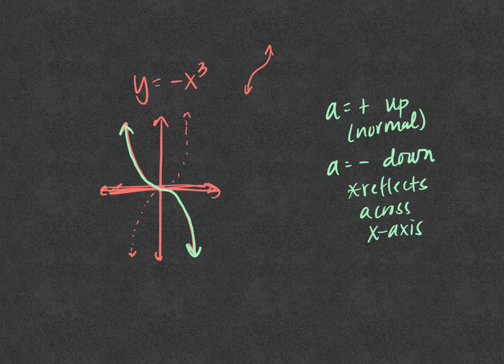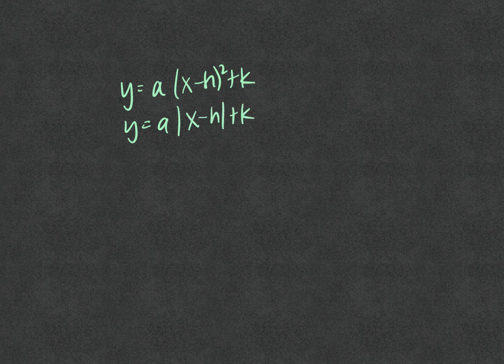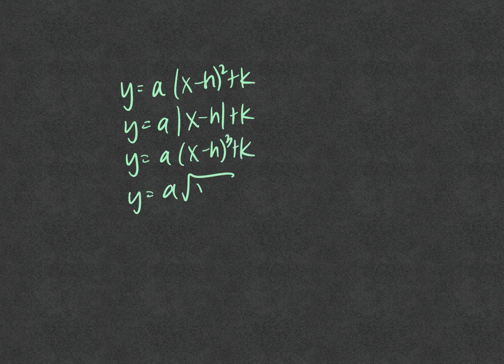All right, now let's talk about, there could be numbers here for a. So let's go back to y equals a times the quantity x minus h squared plus k. Well, it could be a times the absolute value of x minus h plus k. It could be a times x minus h to the third plus k. It could be y equals a times the square root of x minus h plus k, and so forth. This a, we've already talked about positive or negative. So let's talk about numbers.